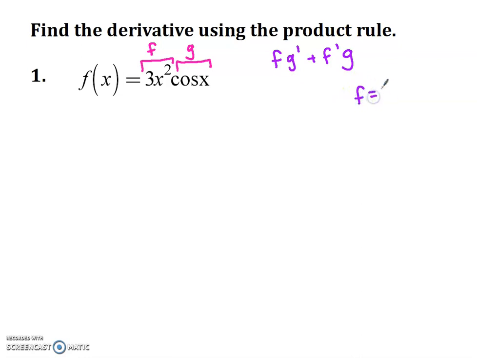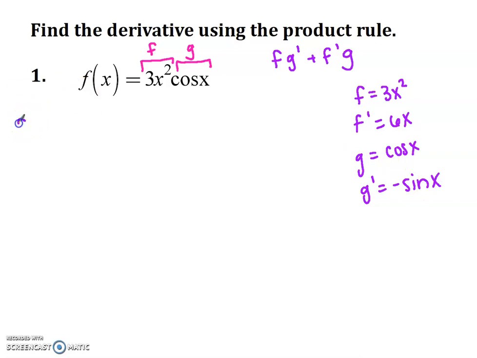So for f, I'm picking 3x squared. Then f prime, that means the derivative. So the derivative of 3x squared, that's just power rule, so that'll be 6x. Then for g, that's the second part, so that's cosine of x. And then g prime, that would be the derivative of cosine, which is negative sine of x.